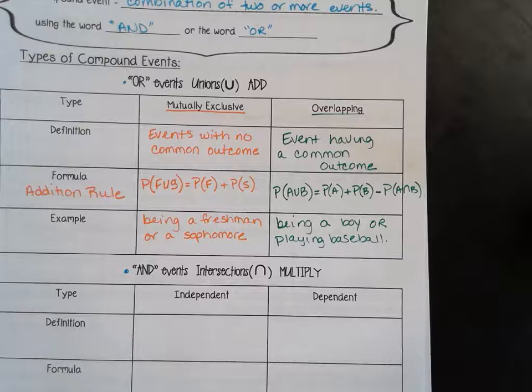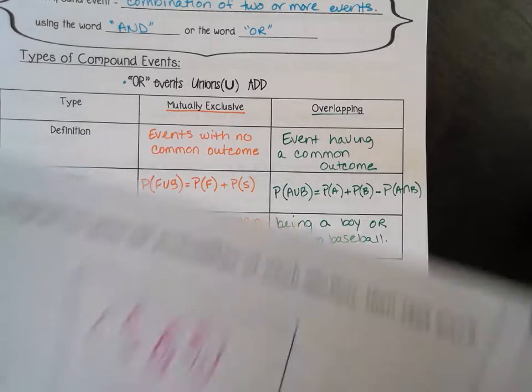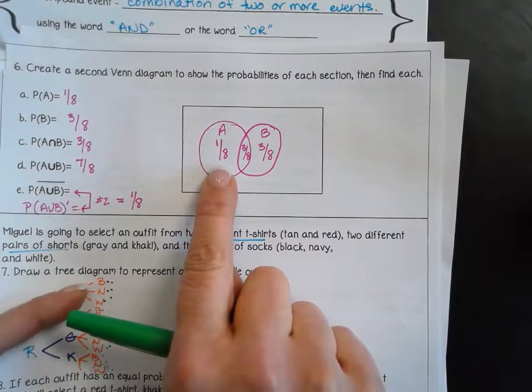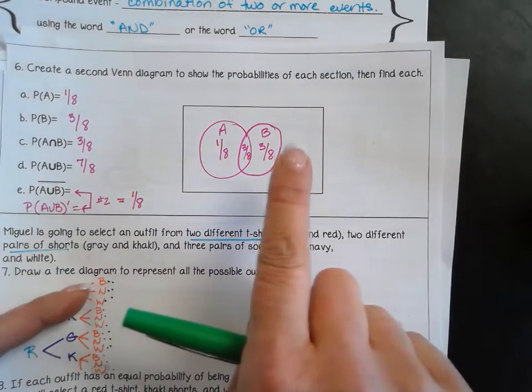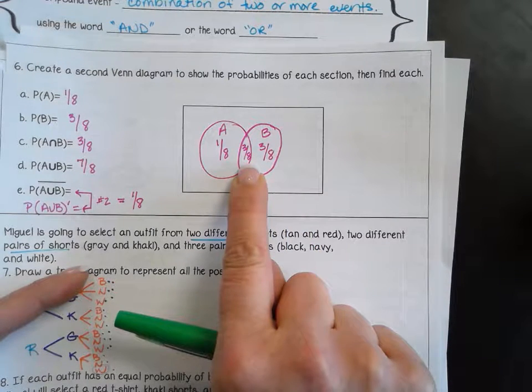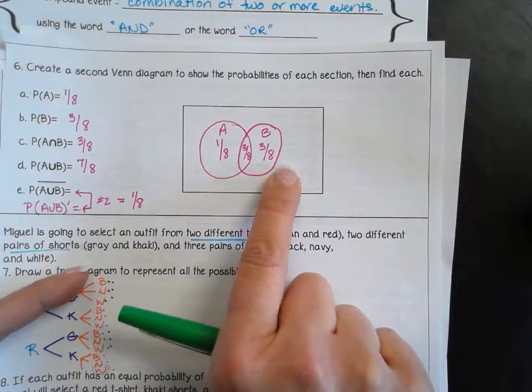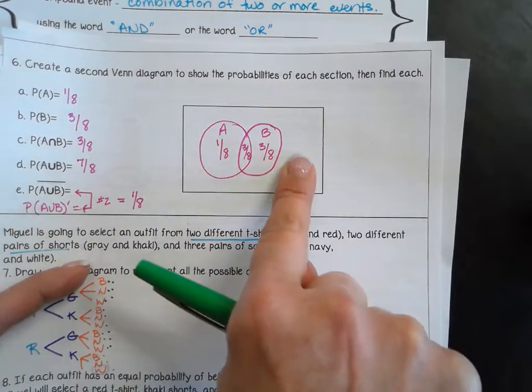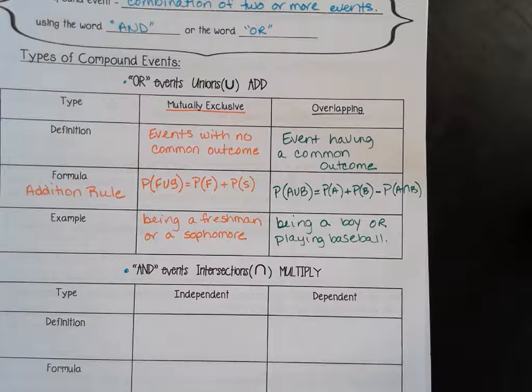So if you think about our Venn diagram, when we were doing the probability, here I'd have 1/8 plus 3/8, and then I would take out the 3/8 because they're in both. They've already got counted. Okay, does that make sense? All right, those are your ors, and you basically add.